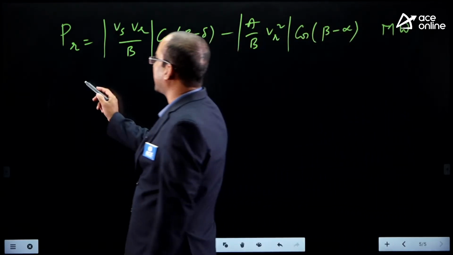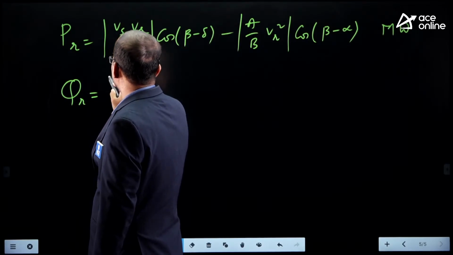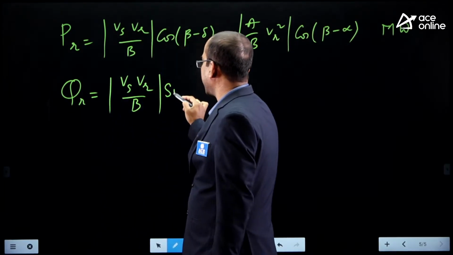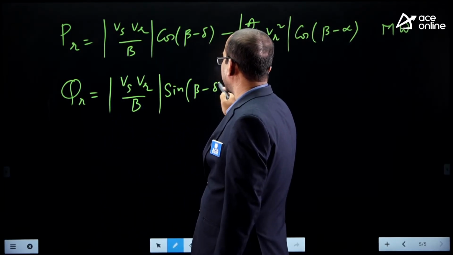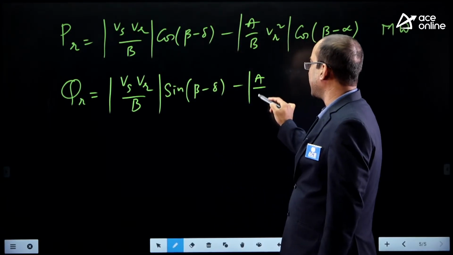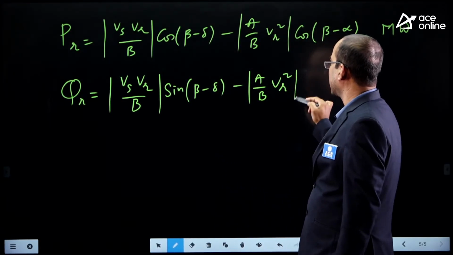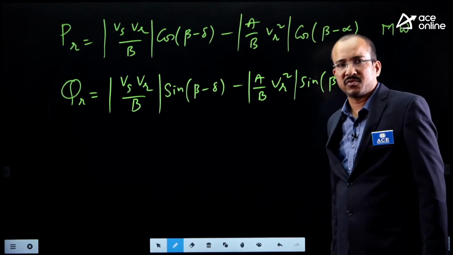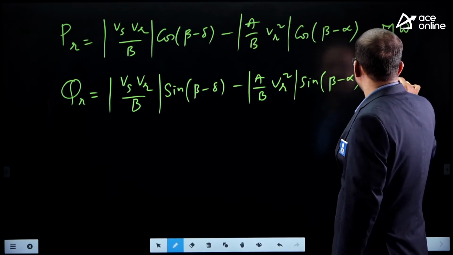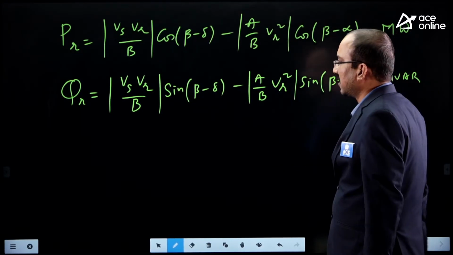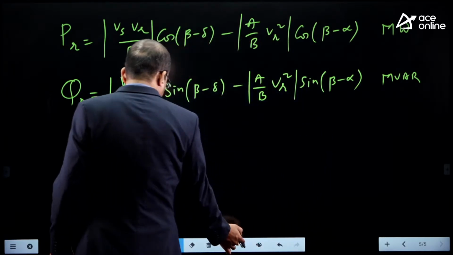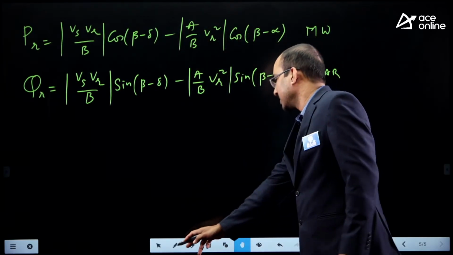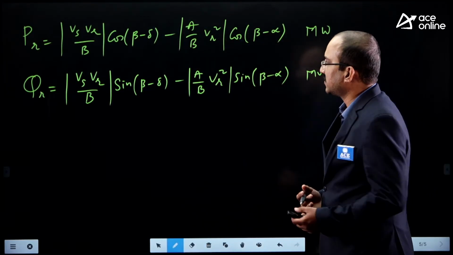What about the reactive power transfer equation? QR is Vs VR by B sine of beta minus delta minus A by B VR square sine of beta minus alpha. So this gives the reactive power in MVAR. These two are the power transfer equations in case of a transmission line.